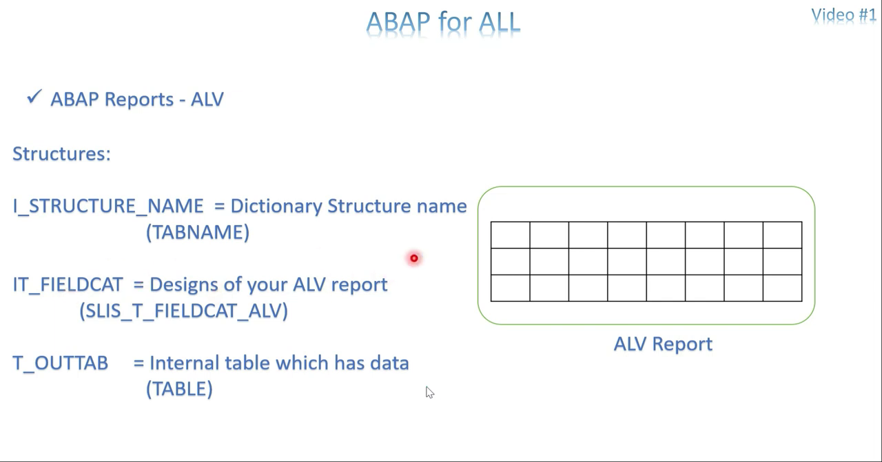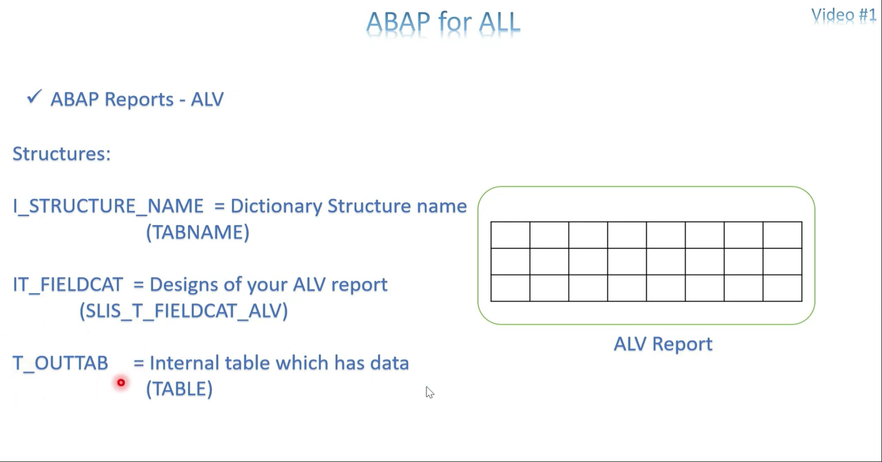So you have to design how this ALV report should be. This is going to refer a table type. Mostly all the ALV-related types start with SLIS, and if there is a T after that, it's a table type. If there is no T, it's not a table type, it's a structure. You may also see this structure as SLIS_FIELDCAT_ALV. So you have a structure also, and this is a table type.